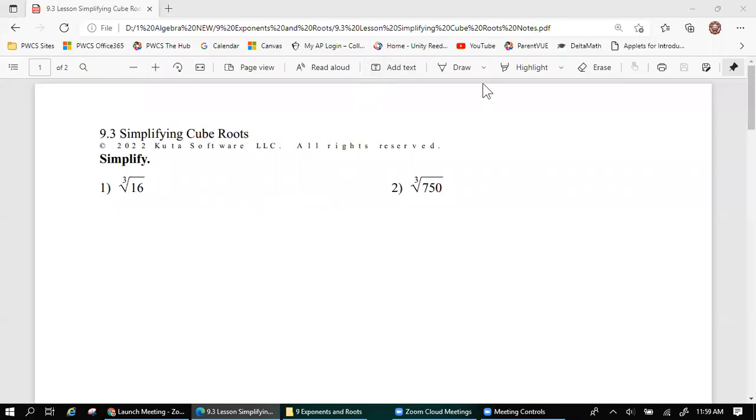Hey, all, today we're going to keep talking about roots or radicals, and this time we're going to talk about cube roots. You'll notice on these first two problems here, there's a 3 outside the radical. It's kind of like an exponent. When we had a square root, there's actually a 2 there. We just don't typically write it.